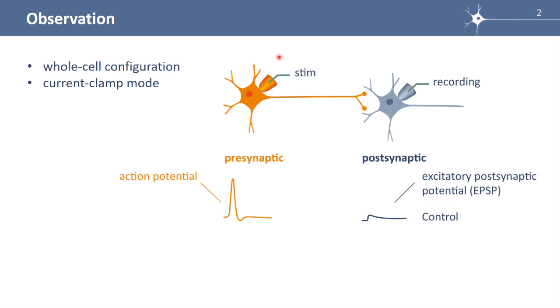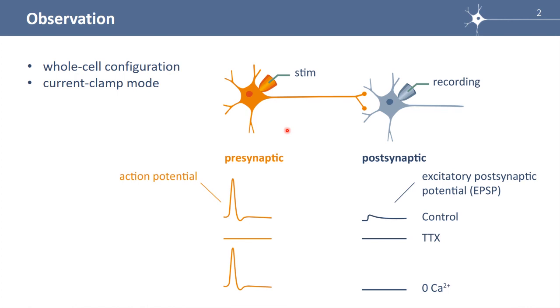Now, if we apply in the bath TTX, tetrodotoxin, the blocker of sodium channels, of course you don't get any action potential in response to the stimulation because sodium channels are blocked. And you don't record a postsynaptic response either.